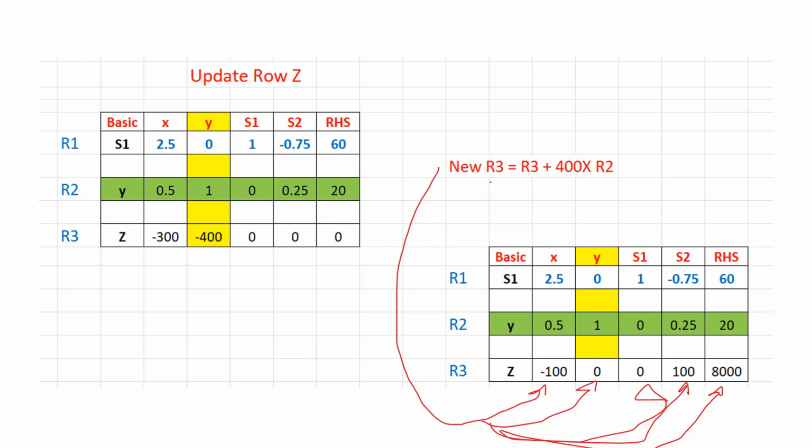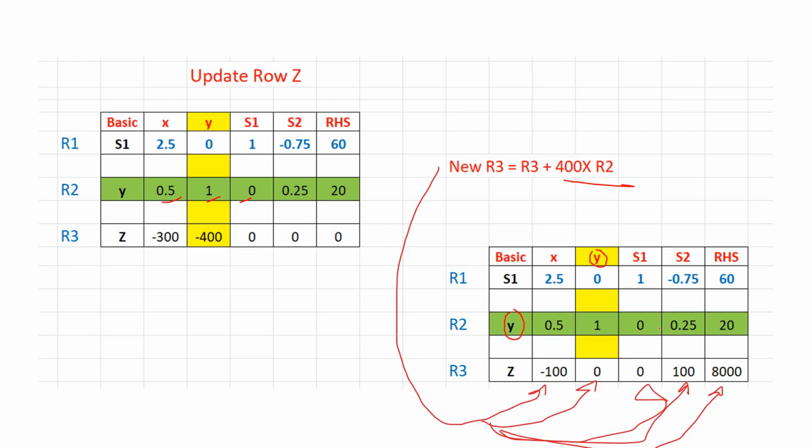Now we have the new R3 equal to this R3 plus 400 into R2. So this is 400 into R2. You are getting this. Now you have to understand one thing: once you identify the pivot element, this Y has to be substituted here and this S2 has to be removed. Now you are done with this first iteration.